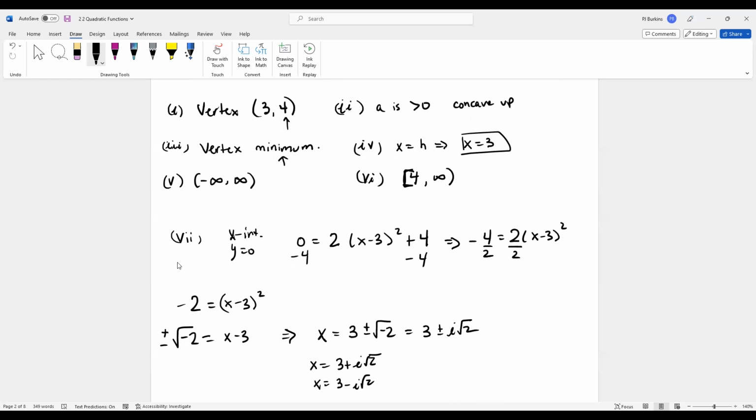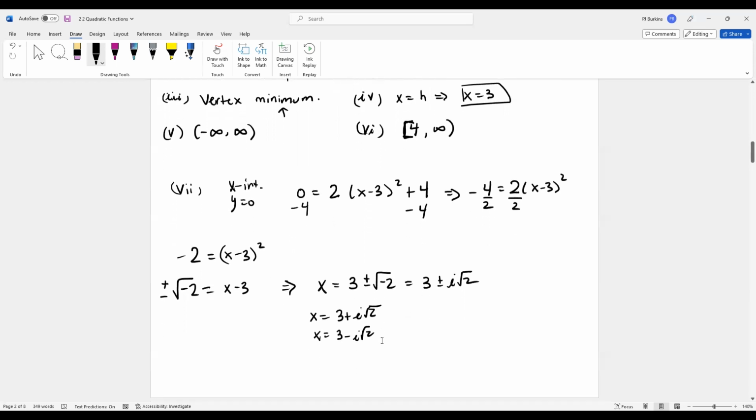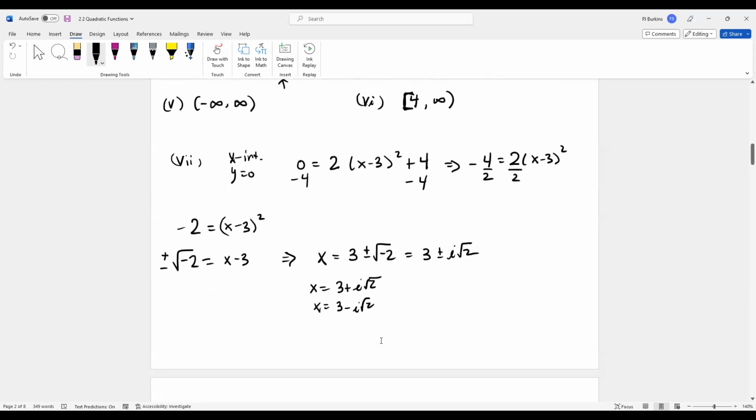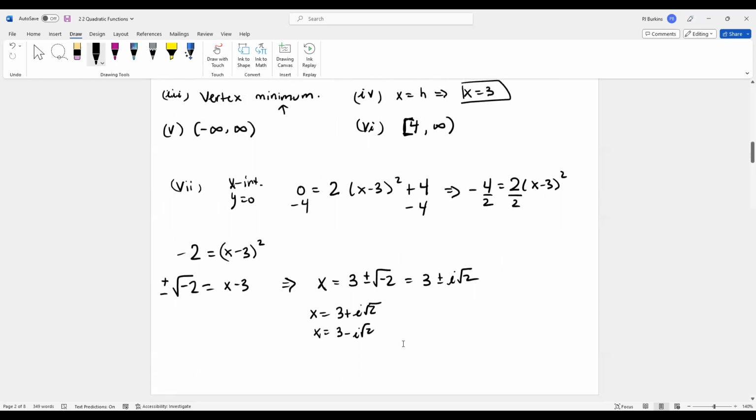So what does that mean if we get two complex x-intercepts? Well, that should mean that our parabola does not touch the x-axis. And that should make sense if you think about the vertex, right? The vertex started at y equals 4, and it opened up, which means it's above the x-axis, okay?